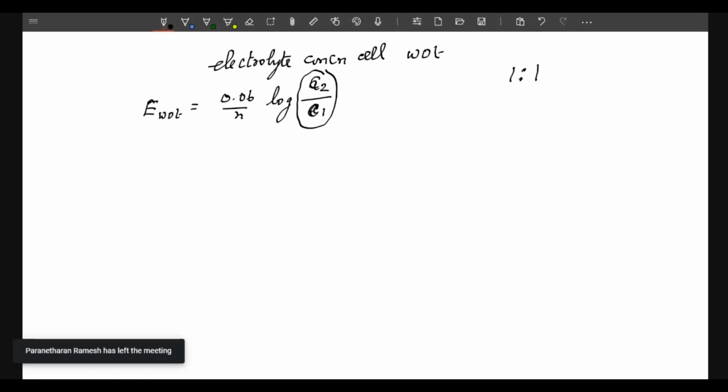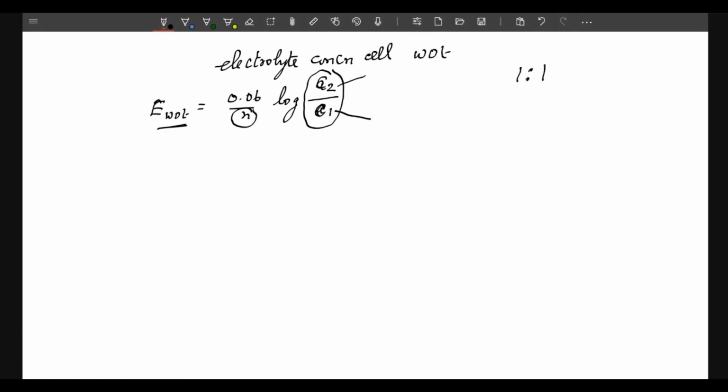Here, what are the variables present? The concentration of the cathode compartment, the concentration of the anode compartment, the number of electrons, and the EMF of the cell without transference. As we saw yesterday in the electrode potential and concentration potential calculation, similar methods are applicable to this, for which you have to find this out. And I will give you one or two problems. Then we will go for calculating E with transference.